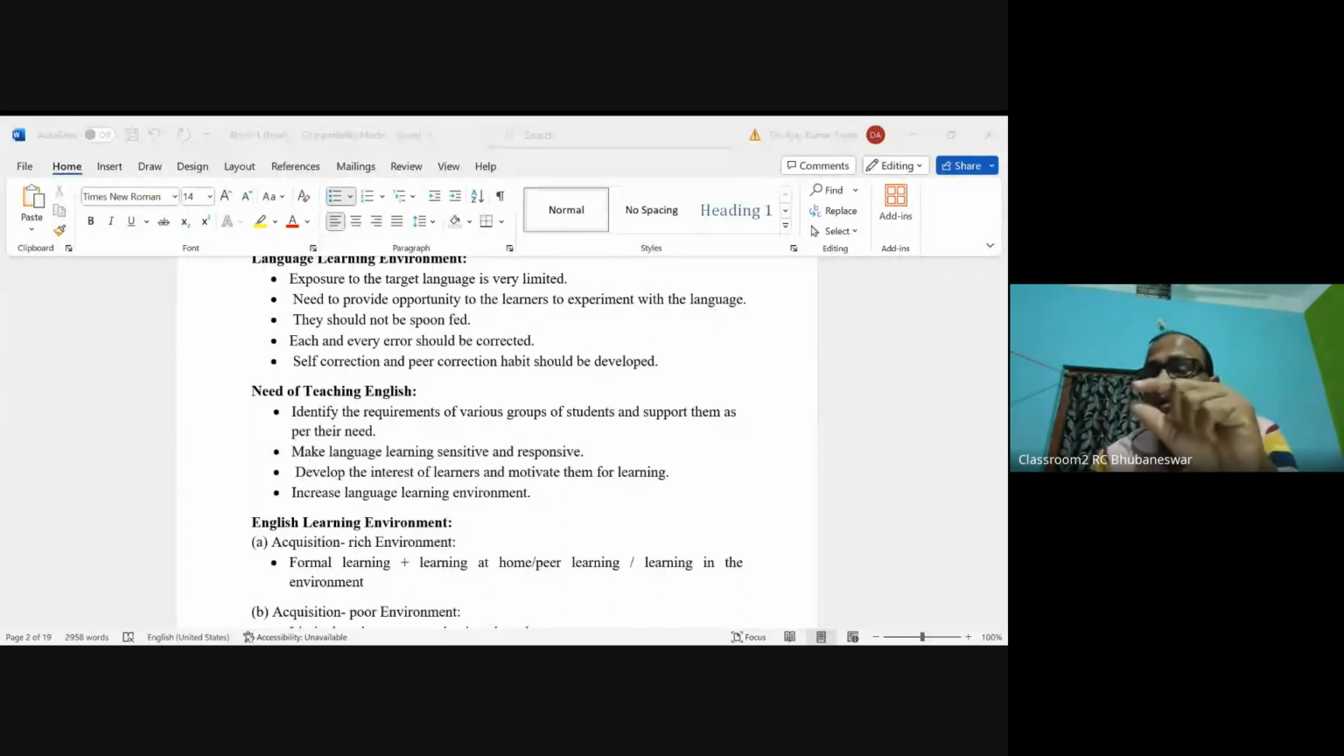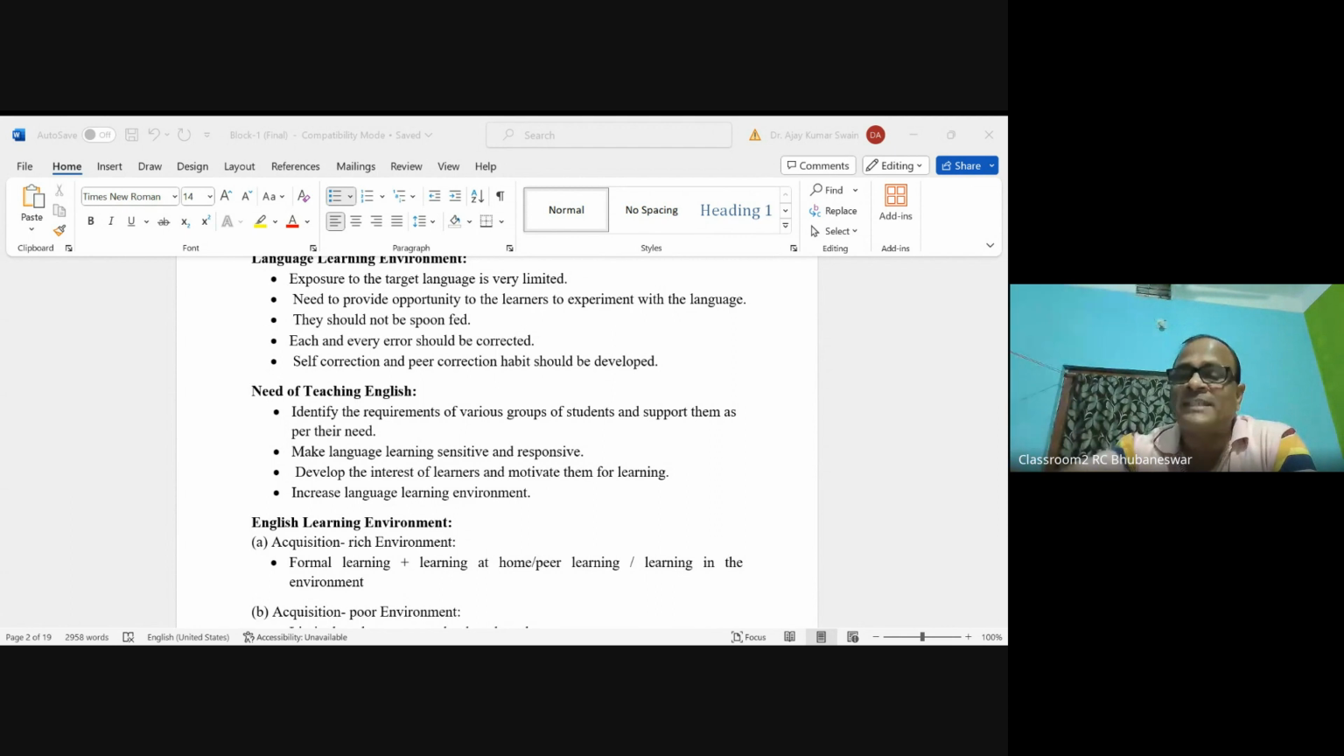So dear students, textbook learning does not prove you as a good teacher of English, as an effective teacher of English. Similarly, your students cannot become good. It is very important. Okay? So they should not be spoon-fed. Each and every error should be corrected. Self-correction and peer correction habits should be developed. If these activities are there in your classroom, then you can say you are providing a language learning environment.